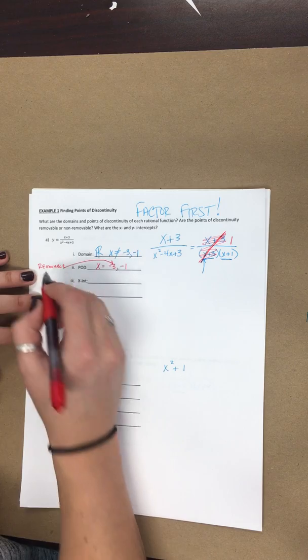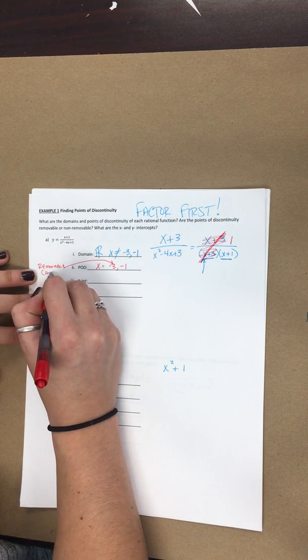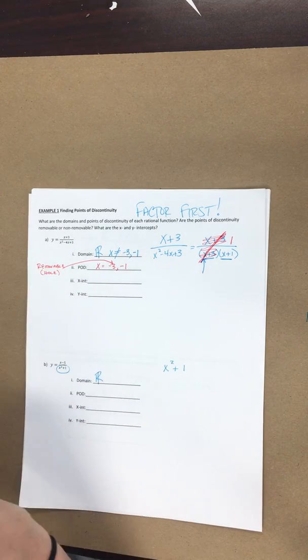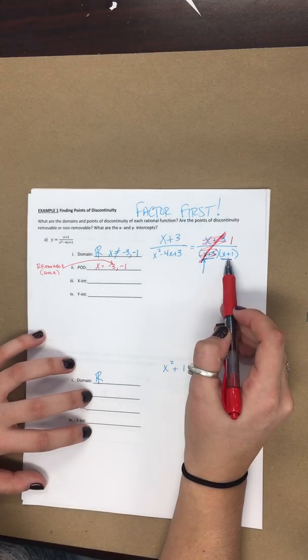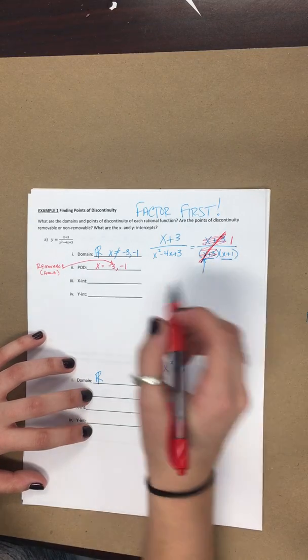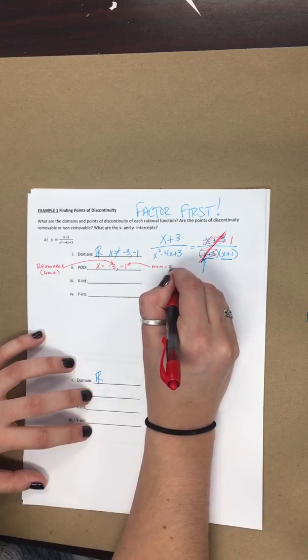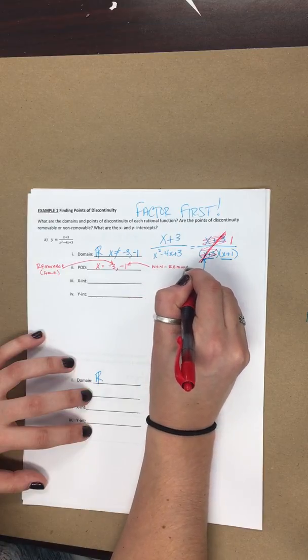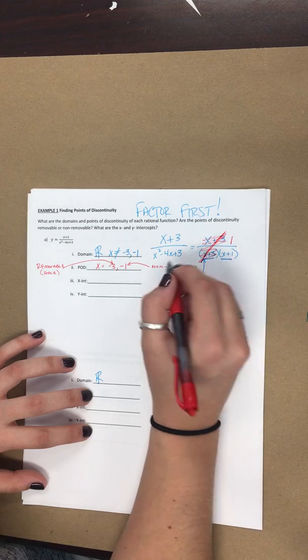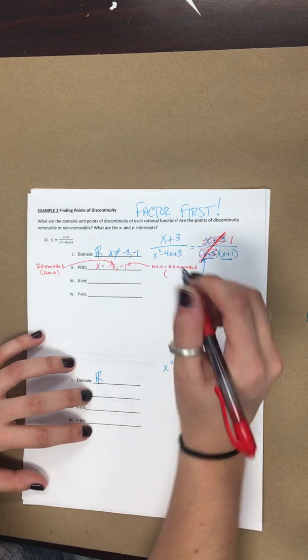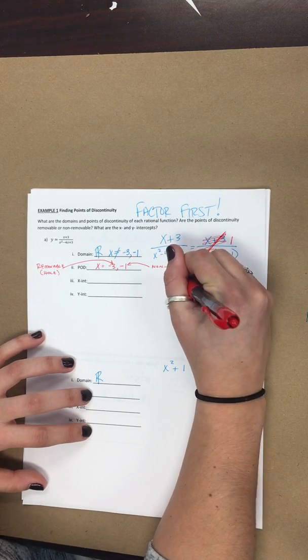Okay, and that means it's going to look like a hole on the graph. Okay, now this one, x plus 1 in the denominator, was not removable. So this one's non-removable. Okay, and that's going to be a vertical asymptote, which I'm going to abbreviate VA.